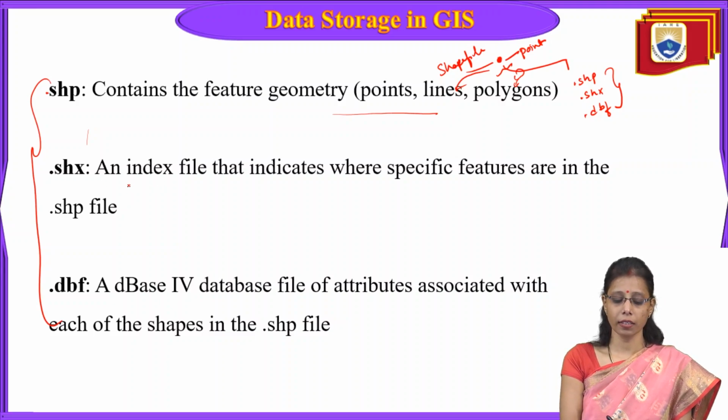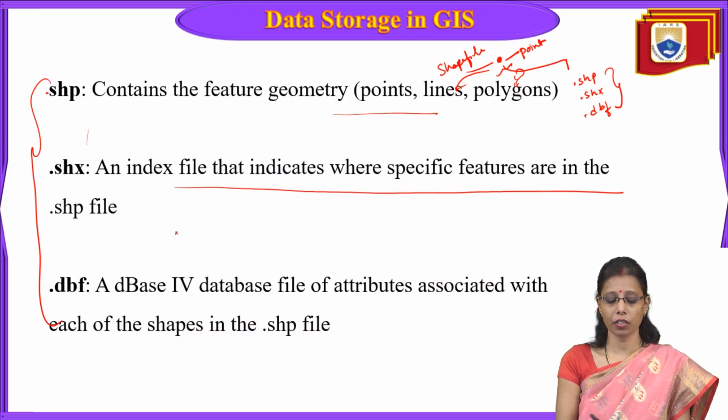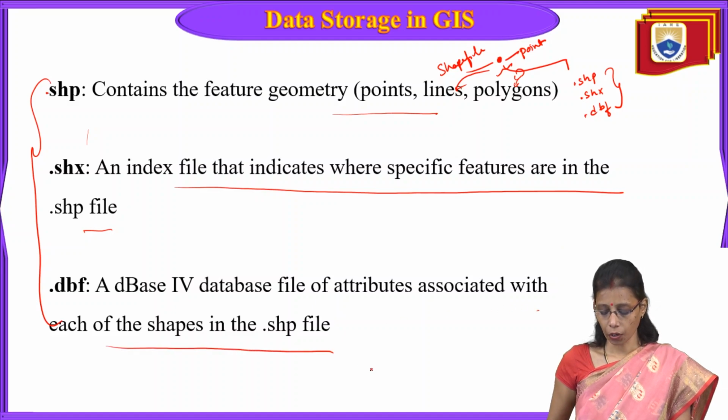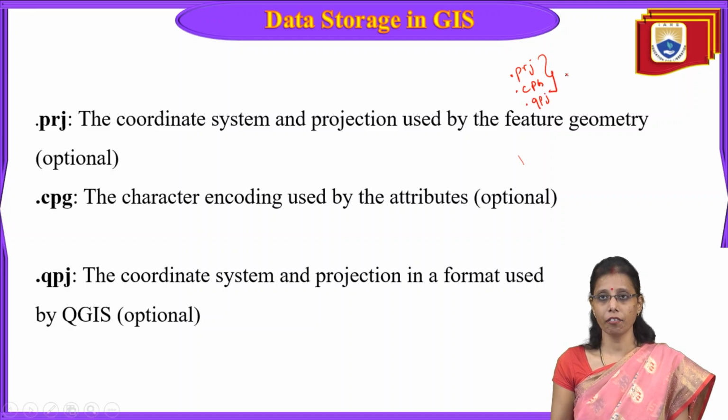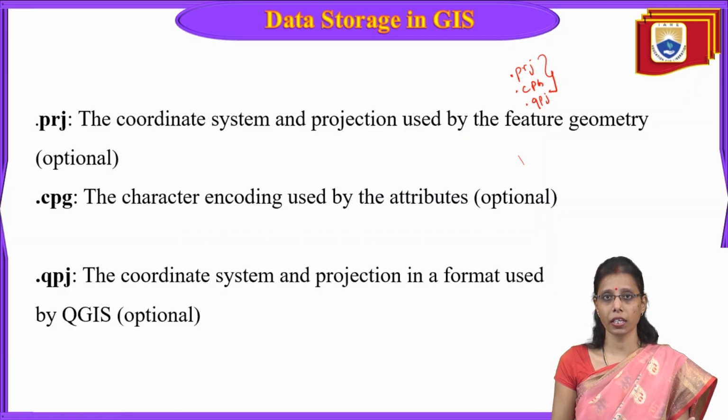Then .shx is an index file that indicates where specific features are in the .shp file. The .dbf is a database file of attributes associated with each of the shapes in the .shp. Later, the files .prj, .cpg and .qpj will be created. These three are created after you start working with that particular shapefile, either point, line or polygon.